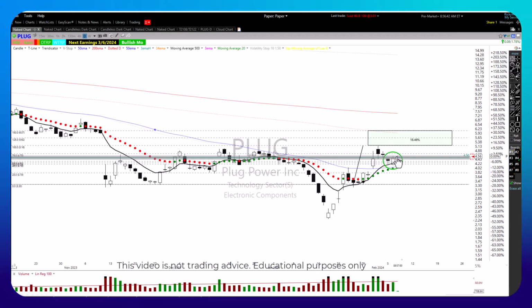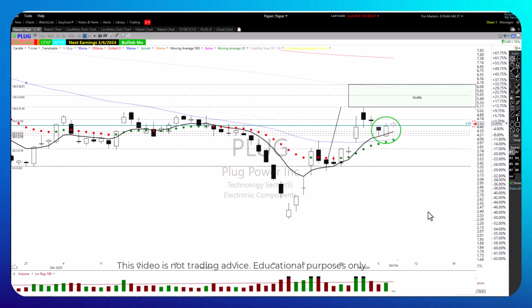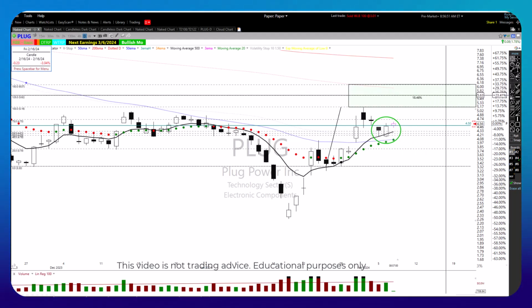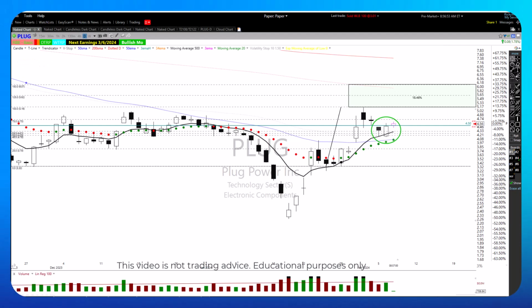Plug looks like it's holding well. I know a lot of us bought this yesterday. It's looking pretty good. I'm still looking for a target up here. We'll call the middle, about 550, 560.